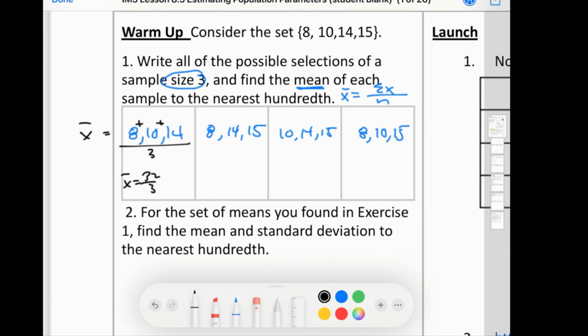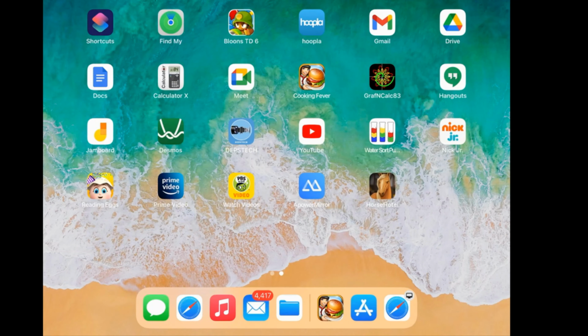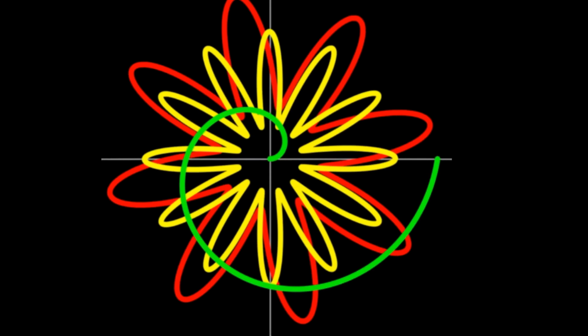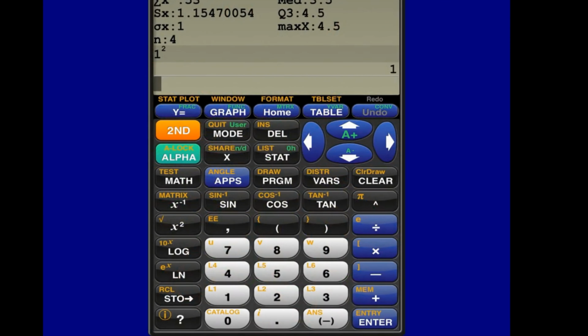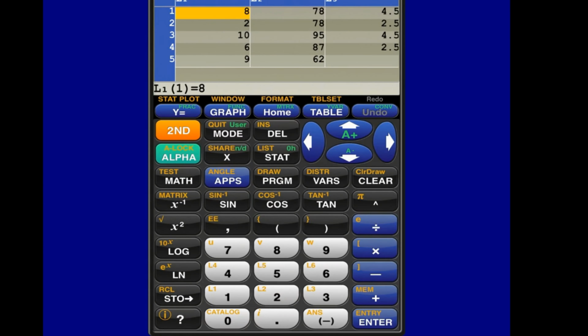Let me take a screenshot with my cell phone. There it is. Then I'm going to show you. I use this thing called Graph and Calc 83 over there by my Cooking Fever. And then we're going to press the Stat button next to the left arrow. And then I'm going to press Edit. And then you can go up to the list. So this mimics a graphing calculator.